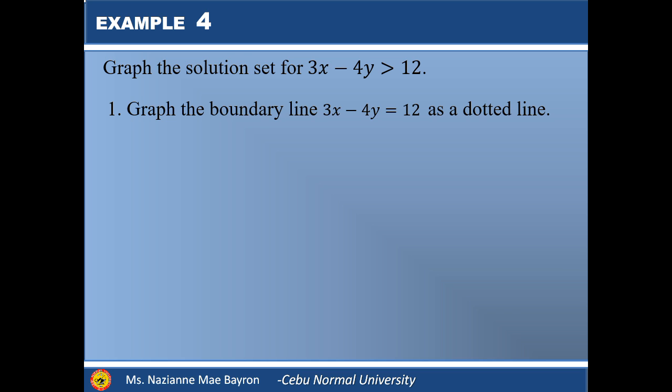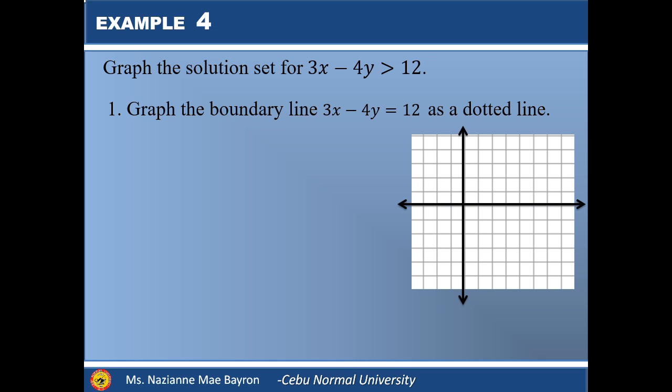Next, graph the solution set for 3x minus 4y greater than 12. Graph the inequality as a linear equation. Since the inequality is non-inclusive, use a dashed line or a dotted line.